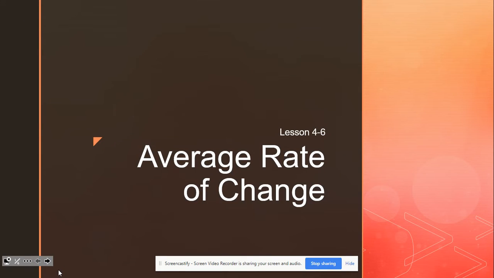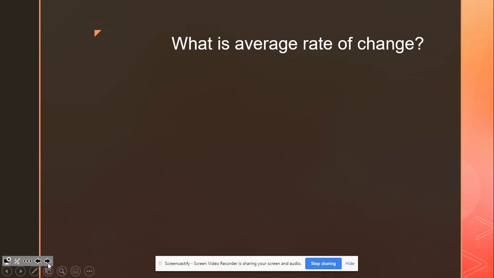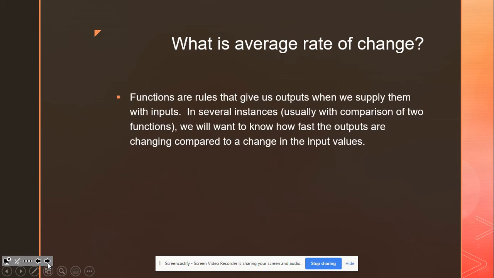This is lesson 4-6, average rate of change. Functions are rules that give us the outputs when we supply them with necessary inputs. From here on out, we're going to have several instances where we need to know how rapidly functions are changing. We're going to be able to compare several functions when it comes to how quickly they're changing compared to the same input values we put in each of the functions.